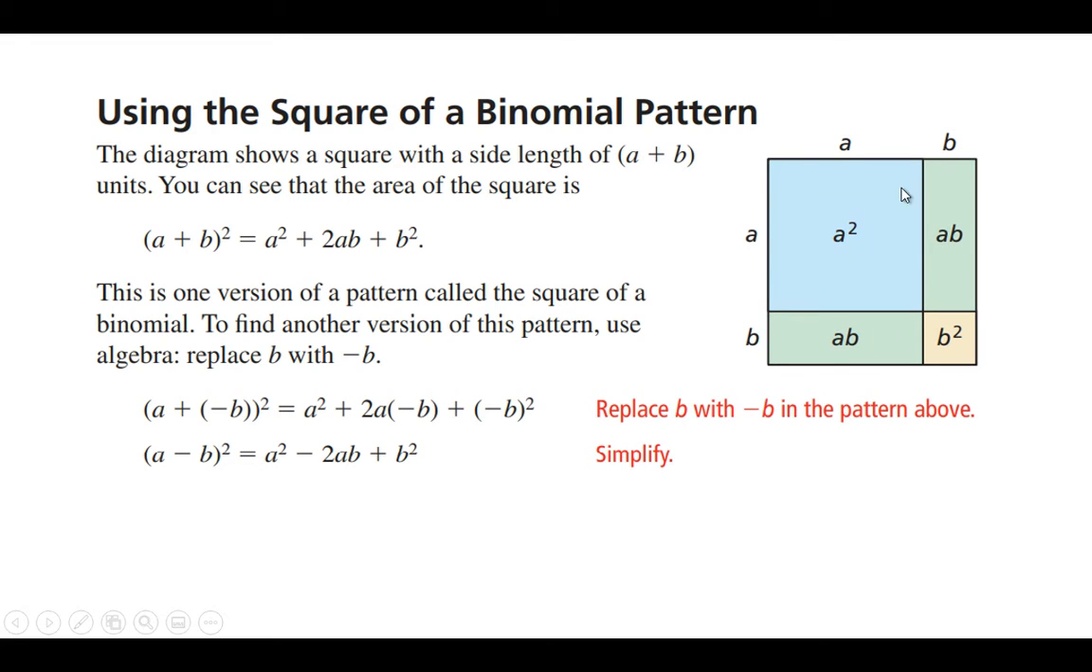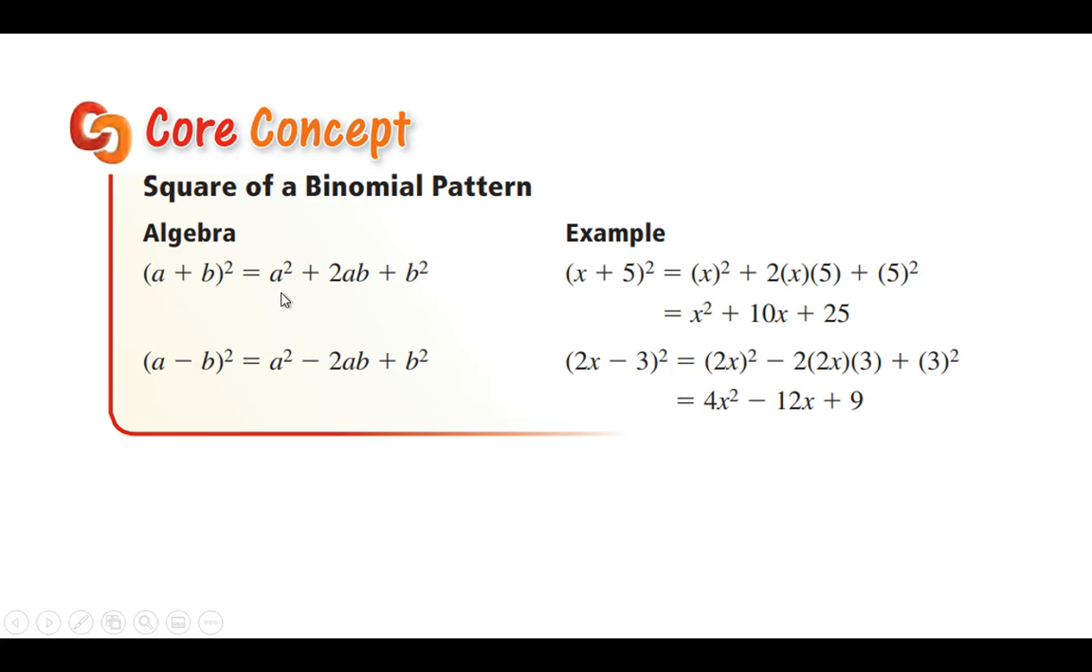We can use this as a visual representation of what's occurring here. If we have an A plus B side length in a square, and we square it mathematically, and we use FOIL, we end up with A squared plus 2AB plus B squared. These A's and B's refer to numbers, and what we're going to see in the next slide is an example like this.